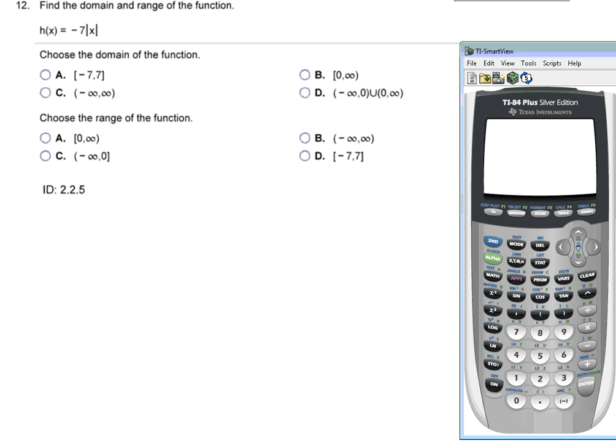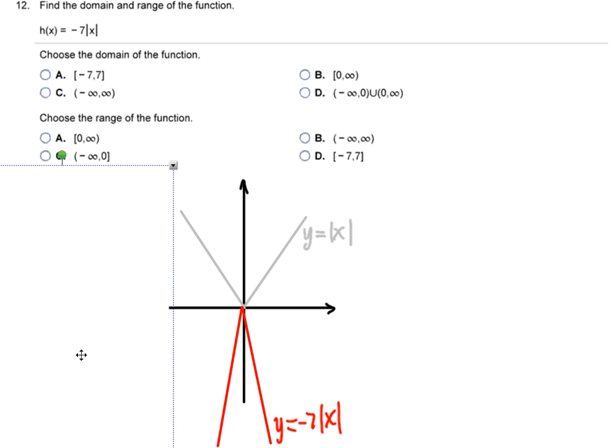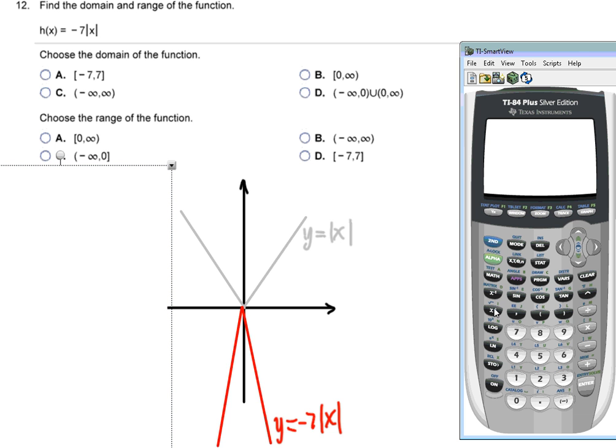Find the domain and range of the function h of x is equal to negative 7 absolute value of x. Let's first analyze negative 7 absolute value of x. Absolute value graph is a V. That's one of our common graphs. Then we have the negative, which means to invert or to reflect, and 7, which will condense the graph.